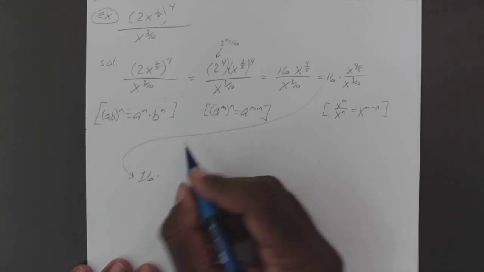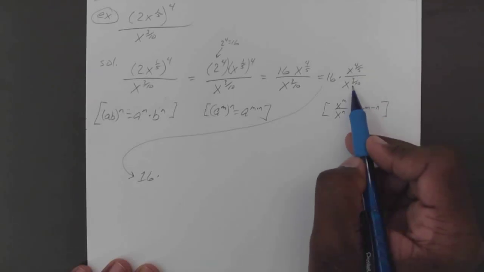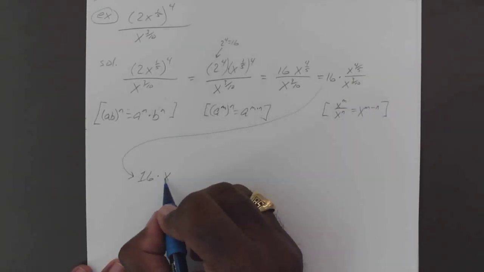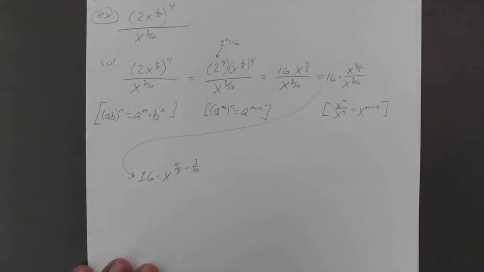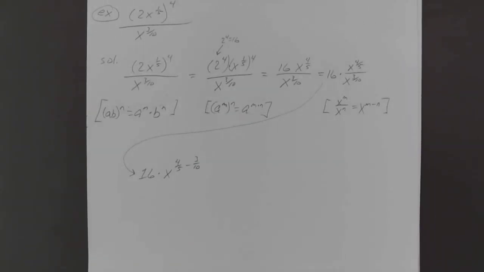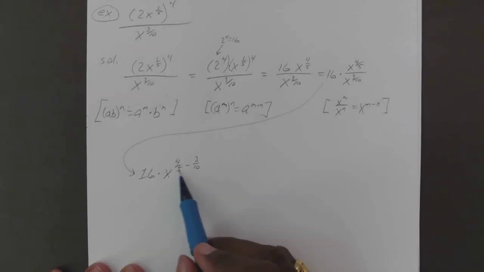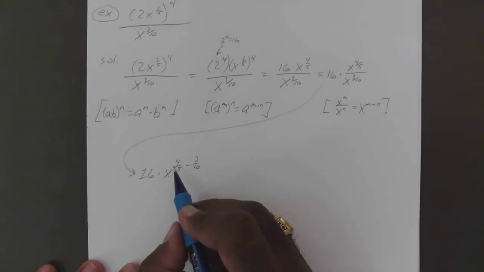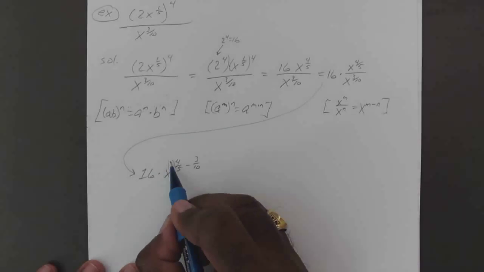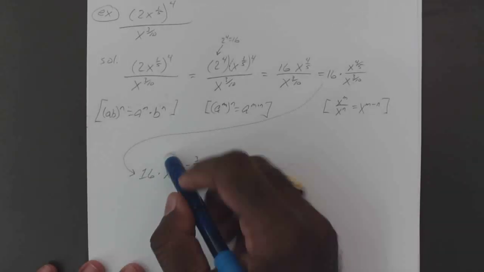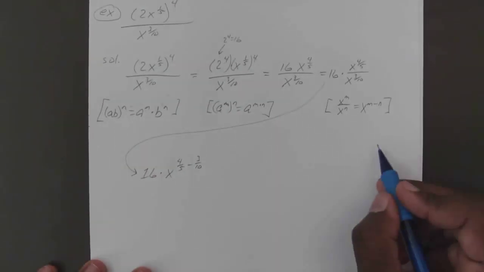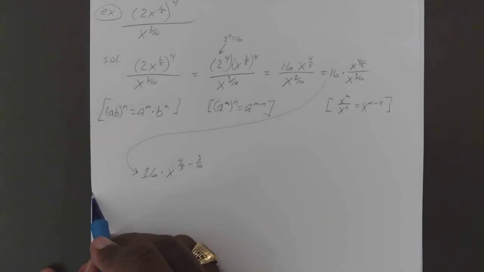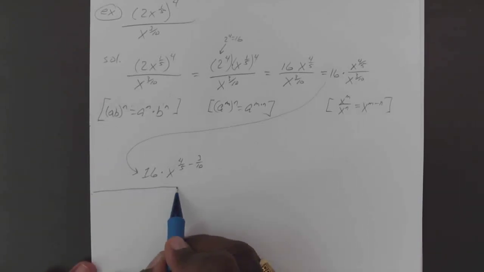So 16 times x to the 4/5 over x to the 3/10 is x to the 4/5 minus 3/10. Okay. Which you can't subtract until you have the common denominator. So you can multiply this one by 2 over 10. I'll put this on the next step instead of trying to squeeze everything in there. And I'll just add that at the bottom here.